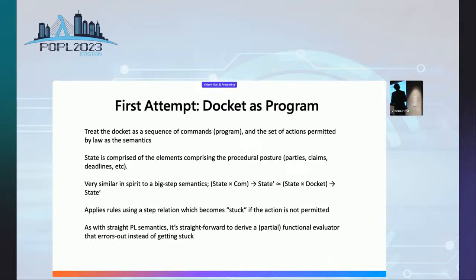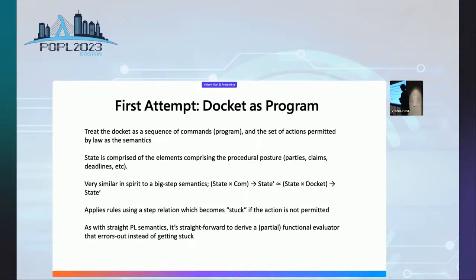So what we wanted to do is treat the docket entries as a sequence of commands, like a program. We have the state of the civil action as the state as you would have in a programming language semantics. And then the procedural rules are the reduction steps that would be allowed by the semantics. So think of a big step operational semantics, where we're not really dealing with super low level details. Just this basic outline of, you have an initial state and you have a computation. Through some application of rules, it ends up at some terminal state, right? So in our case, you have the state and the docket, and then they end up in some terminal state.